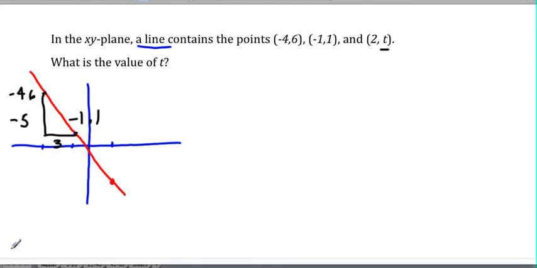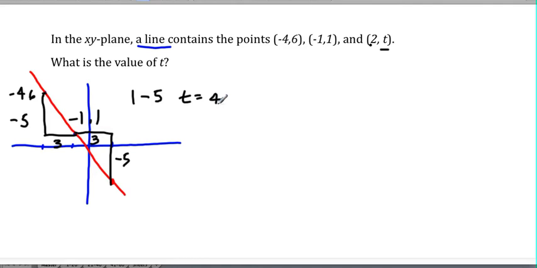Now, here's the really cool thing. What's the value of the next point? They do the exact same rise over run. From negative 1 to 2, it's 3. Therefore, my point has to fall down negative 5. So if I start at 1, I subtract 5. T is equal to 4.